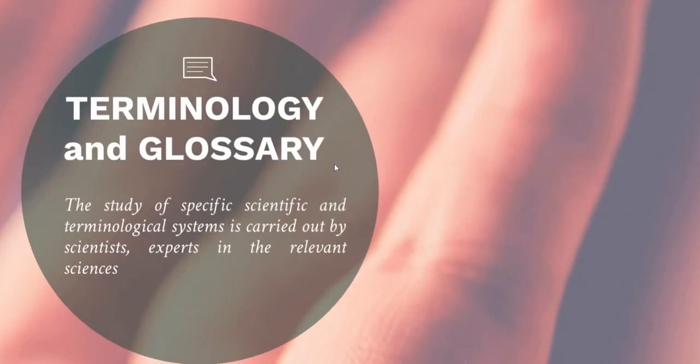Terminology and glossary. The study of specific scientific and terminological systems is carried out by scientists, experts in the relevant sciences. Here I want to outline the main difference between terminology and glossary. Terminology is something related to science that is explained and defined by scientists. For example, there are some scientists who discover something new, and they can identify some new terminology. However, glossary is not related to scientists, and it can be written by anyone who did research or who did some scientific work.